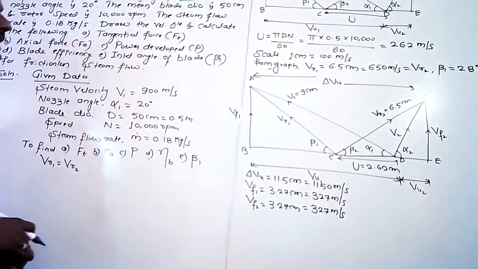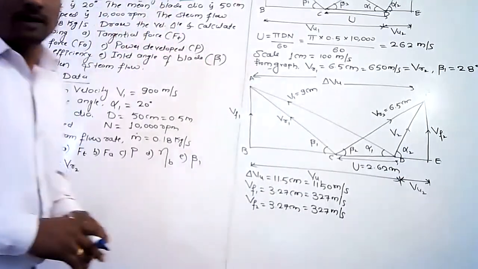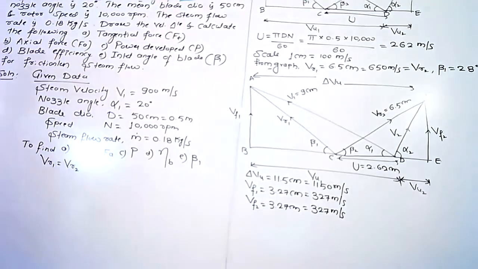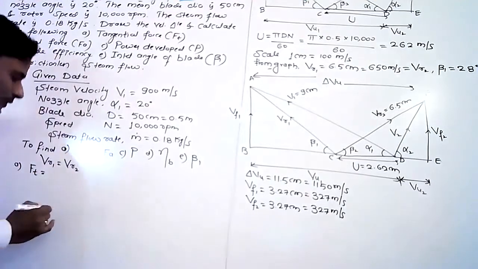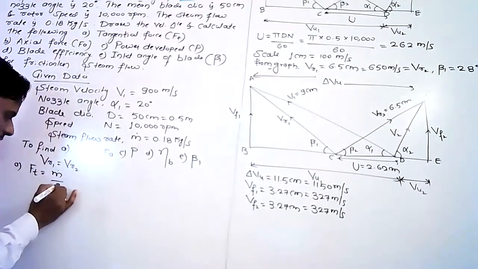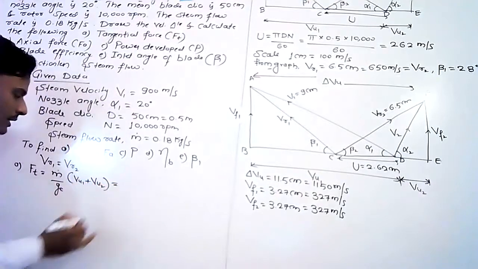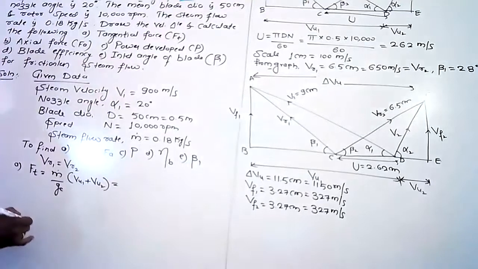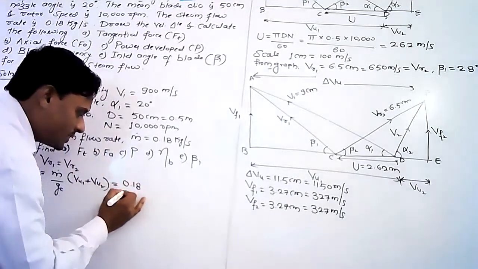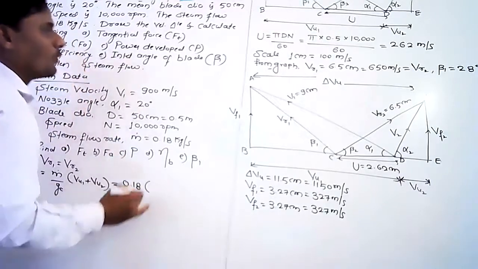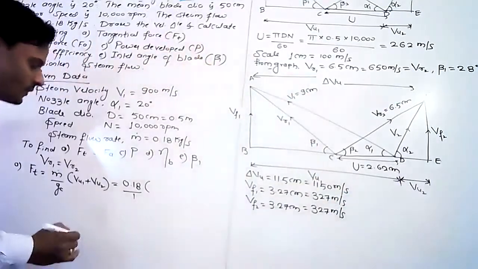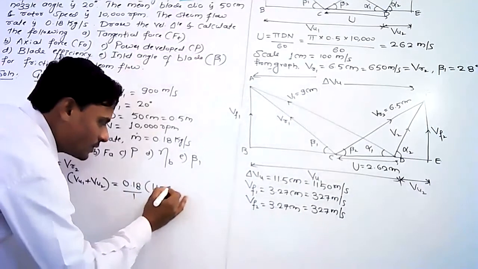Now the next step is to calculate all the unknowns. So first we will proceed to the first bit, that is Ft, the tangential force. Ft is given by the formula m dot by Gc into Vu1 plus Vu2. m dot is 0.18, divided by Gc, which is always 1, into Vu1 plus Vu2, that is delta Vu, 1150 meter per second.